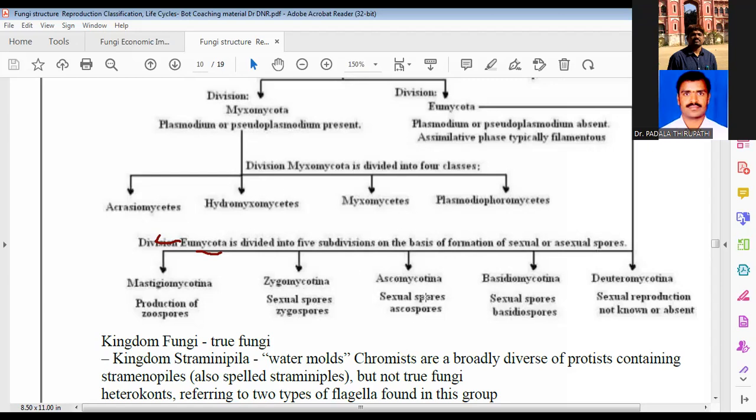Ascomycota, sexual spores, ascospores. Excuse me, sir. Zoom your screen, I'm not audible. Okay, Mr. Azmir, I will send this YouTube video link. Don't worry. Sir, please continue. Why is it not audible? Clearly audible. It's an internet issue. Please proceed.